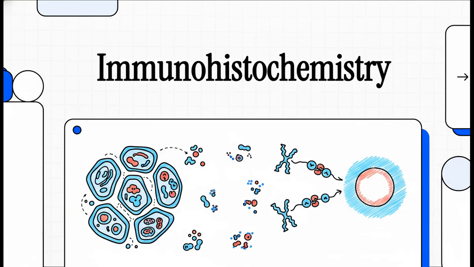Today, we're diving into immunohistochemistry, or IHC. Now, this is a technique that has totally changed the game in how we understand disease. It's a way for scientists to look past a cell's basic shape and actually see the specific proteins inside, the molecules that tell us a cell's true identity and what it's really up to.